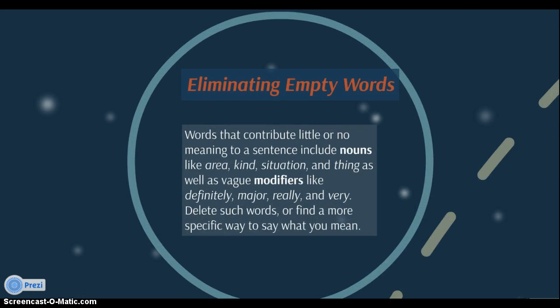What else can we do? We can eliminate empty words. Now, by empty words, I mean those words that don't contribute anything or contribute so little to a sentence that you don't even need them. This is going to include nouns like area, kind, situation, and thing, as well as those vague modifiers like definitely, major, really, and very. Now you have options here. You can just take those words out completely, or look for a more specific way to say what you mean.